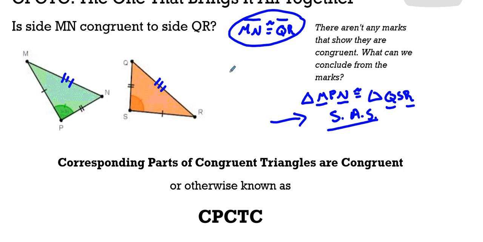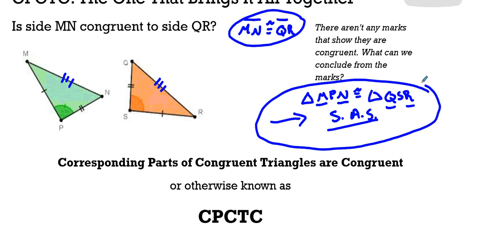CPCTC. Once you have established that you have congruent triangles, and that's the important thing, you then go beyond that and try to prove that certain parts are congruent, and those parts could be angles, those parts could be side lengths or whatever. Once you have determined that the triangles are congruent, then you can use corresponding parts of congruent triangles are congruent. Then you can use CPCTC.